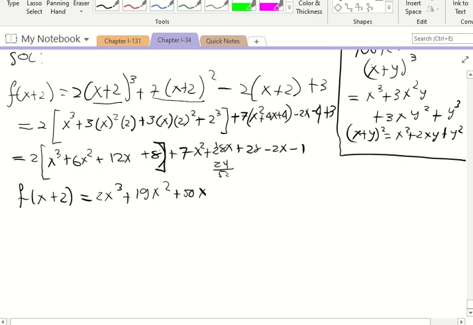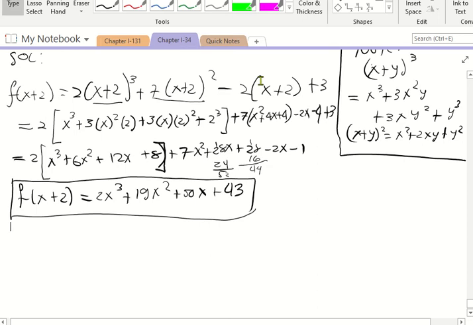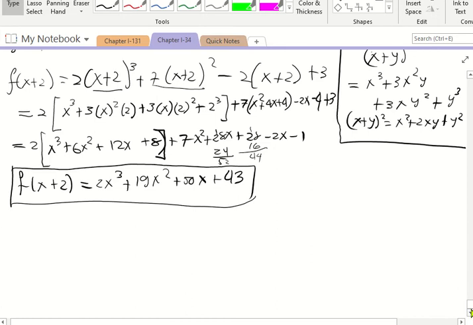Then the last part, 2 times 8 is 16. Then 16 plus 28 will be 44. Then we subtract it with 1, so 44 minus 1 is plus 43. So this will be our f of x plus 2. So you can evaluate anything you want as long as you know how to do some algebraic manipulation and operations. So that's how we evaluate our functions.